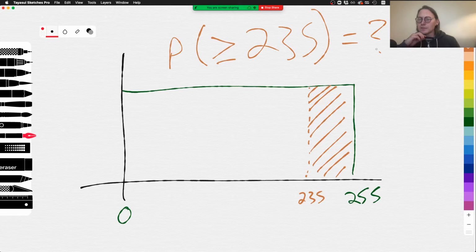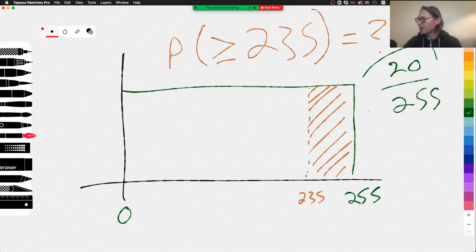Exactly, yeah. It's 20 over 255. And I'm not sure what that is offhand, but somebody probably threw that into a calculator. Maybe that's 0.07. I'm not sure, but it's just 20 over 255, right? So this is pretty easy. These are pretty straightforward.